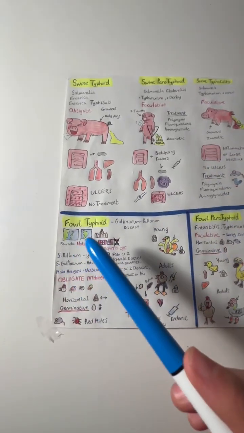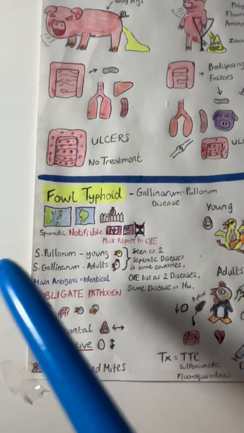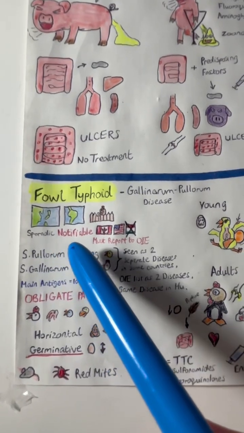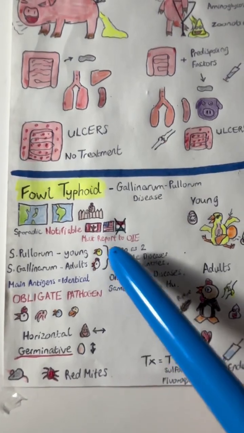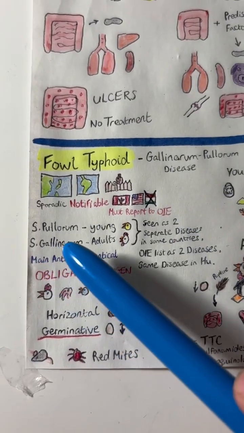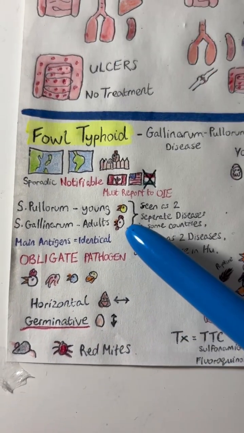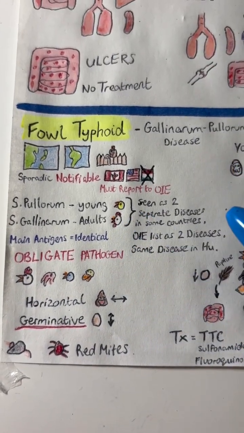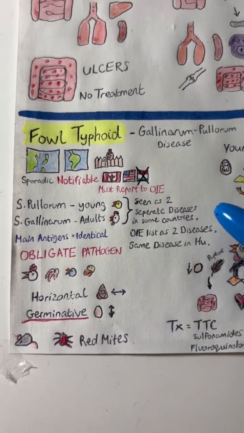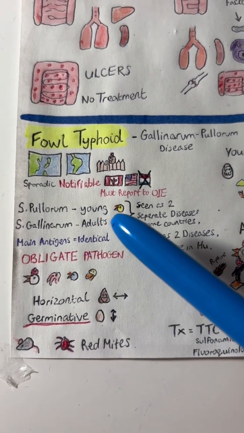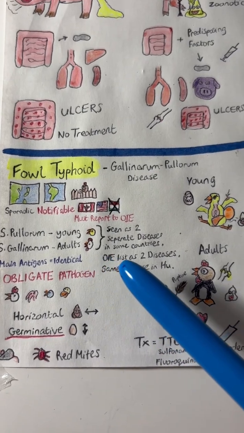For fowl typhoid, it is found in Asia and South America, and it's very common in backyard birds. It is a sporadic disease, and it's notifiable in Canada and the United States. However, it's not notifiable in Hungary, but you must report to the OIE. Salmonella pullorum affects young birds, and Salmonella gallinarum affects adults. In some countries, these are seen as 2 different diseases, so we can have pullorum disease and fowl typhoid. However, in Hungary, they're both just seen as fowl typhoid. This is because the main antigens are identical, but the OIE lists them as 2 different diseases.